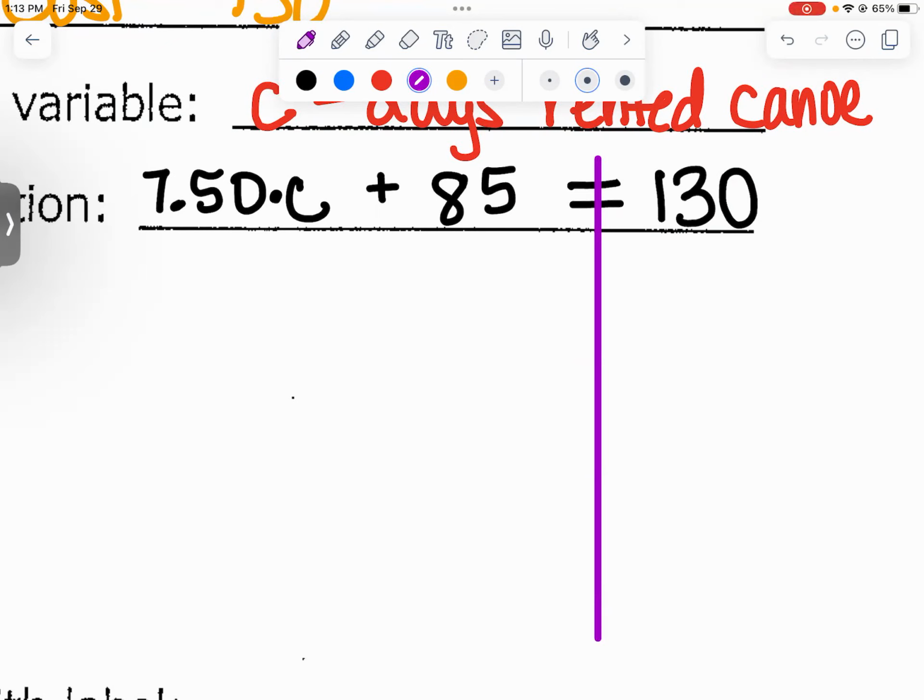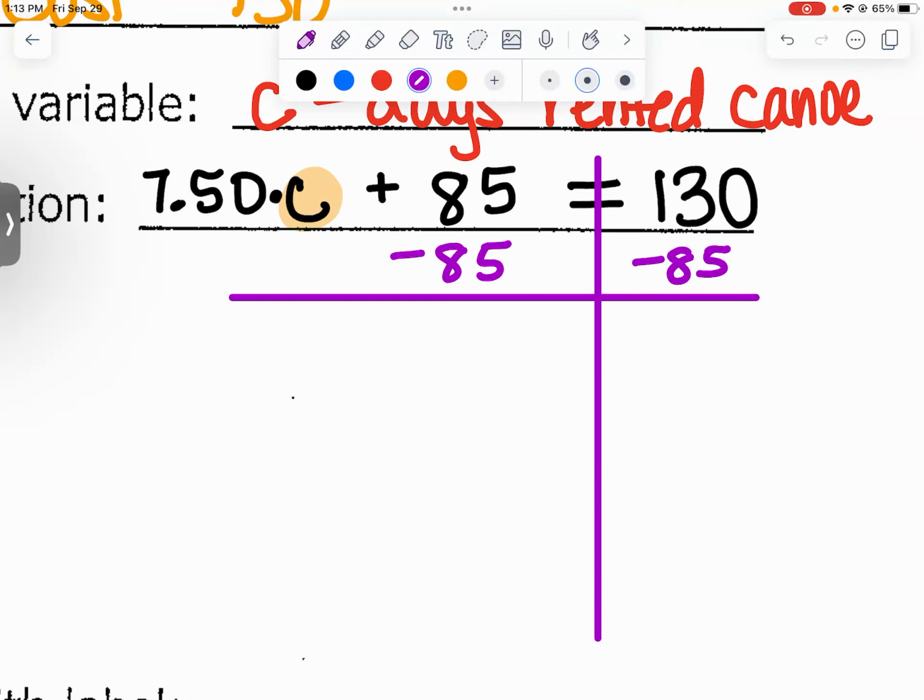Okay. So, Kayla, what number do we need to move first to get C by itself? And how are we going to undo 85? We are going to subtract 85 from both sides. Now, this is something I need to make sure that you do. The 85s undo each other, but please write 7.50C. I know it's already there, but rewrite it. It is still on the left side of our equation. Write your equal sign on the fence. 130 minus 85 is what? 45.